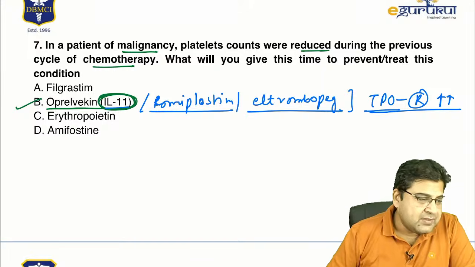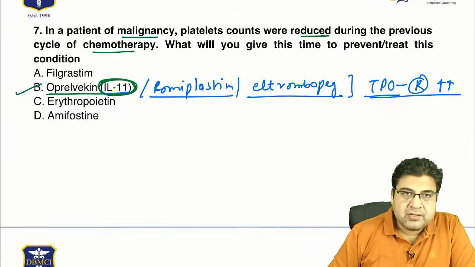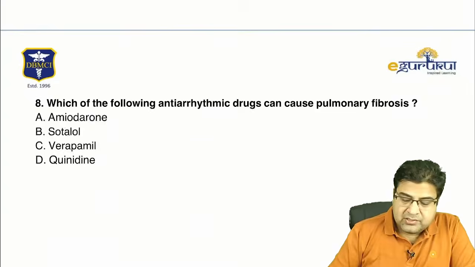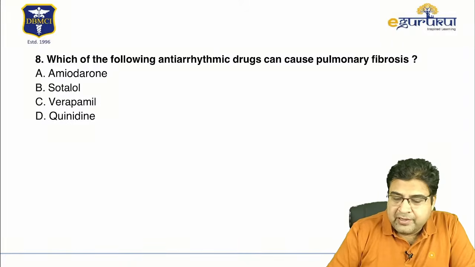Question number 7. Answer is B. Right. So question number 8. Which of the following anti-arrhythmic drugs can cause pulmonary fibrosis?